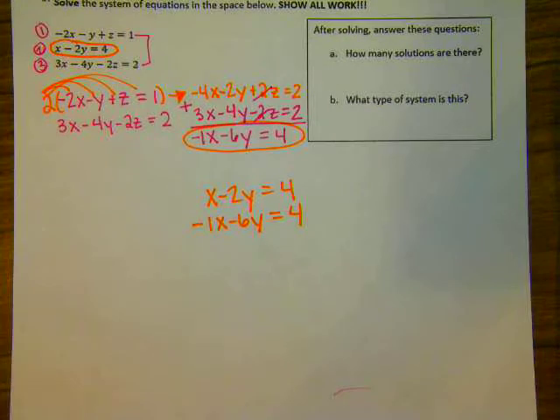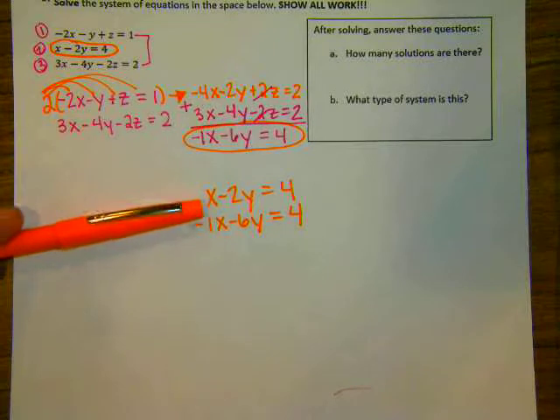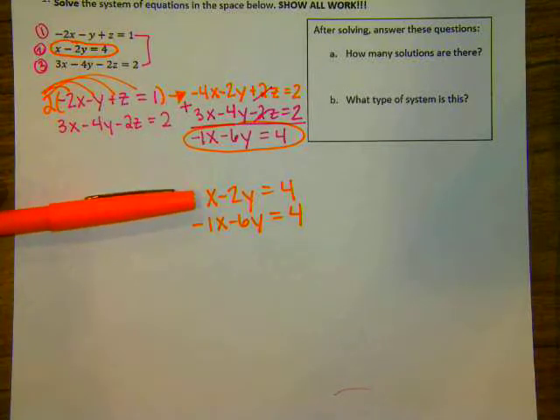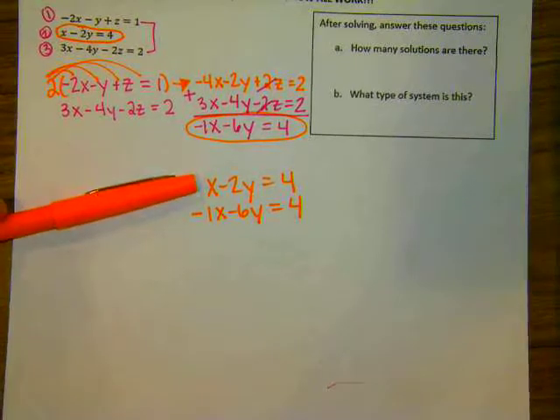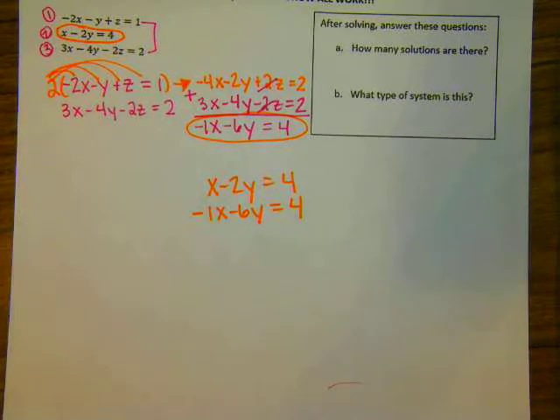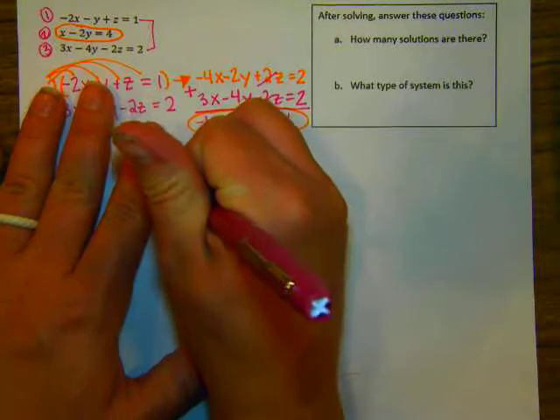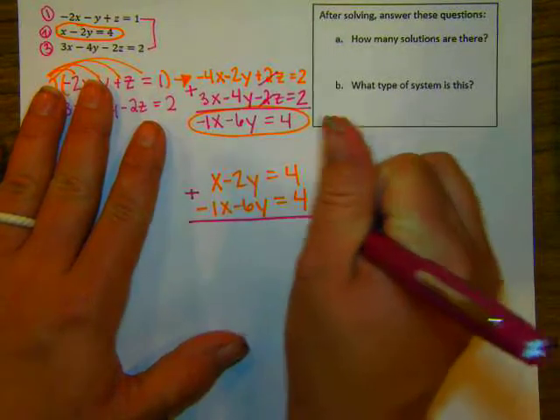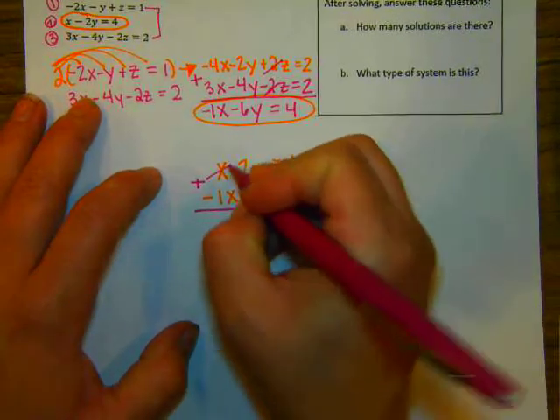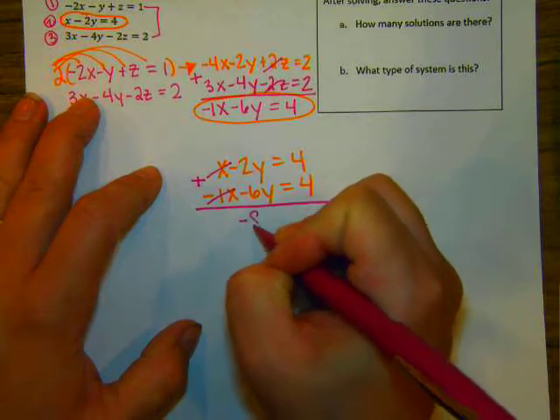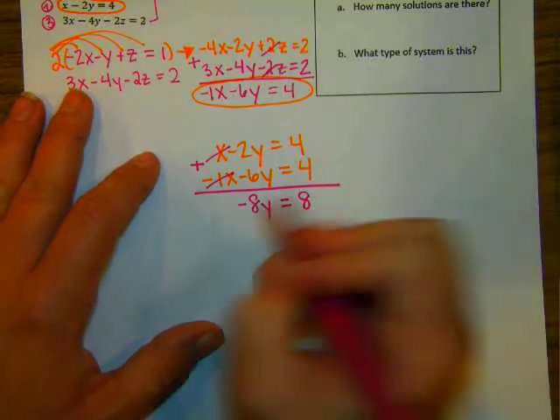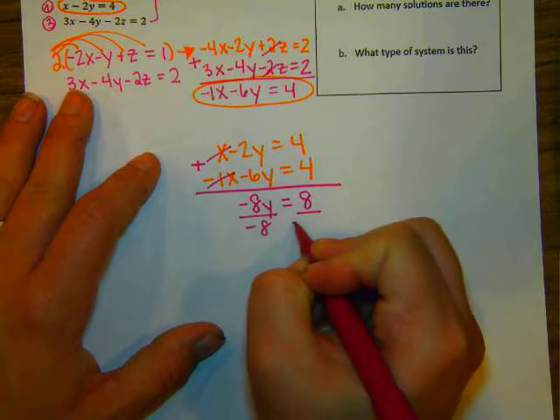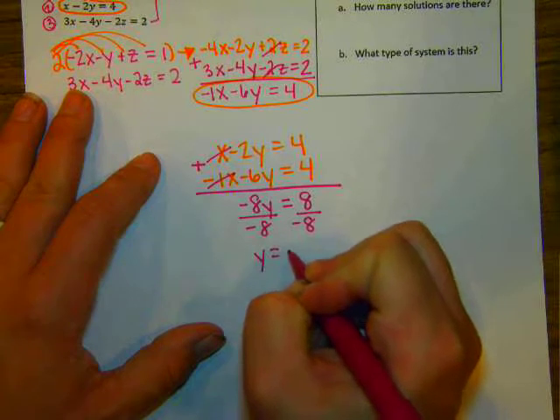Now, at this point, you want to pick, do you want to eliminate x or y? If you notice, the x's here are already opposites. You have a positive x and a negative x. This is positive 1, that's negative 1. So the easiest way to do it is to add these up. Okay? So that way you can eliminate here. So this is negative 8y equals 8. Divide by negative 8. So y equals negative 1.